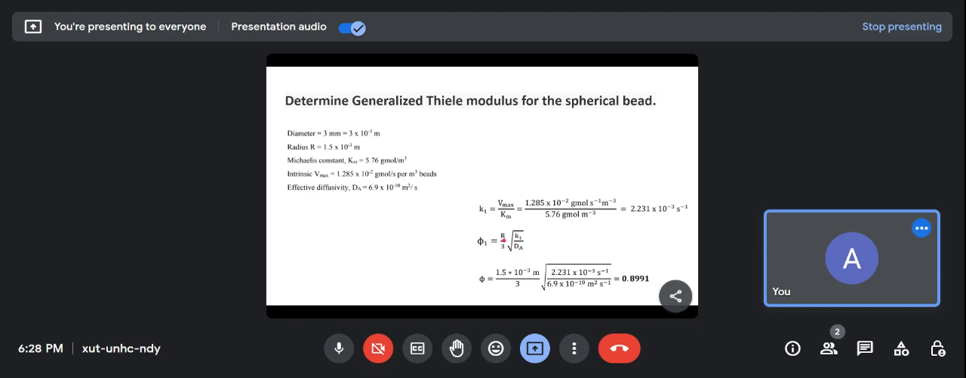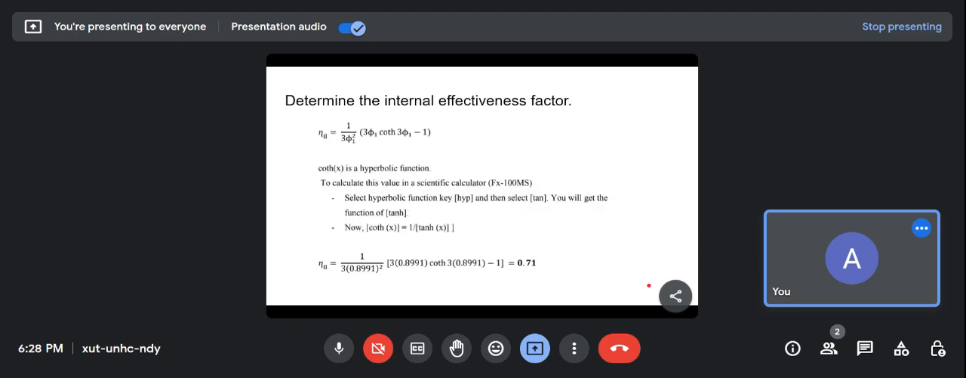So R is 1.5 into 10 to the power minus 3 divided by 3, and the root of K1 that you've just found here, 2.231 into 10 to the power minus 3, divided by Km, dA, which is given as 6.9 into 10 to the power minus 10. So the generalized Thiele modulus for the spherical bead you will find as 0.8991. Okay. Now you have to find the internal effectiveness factor.